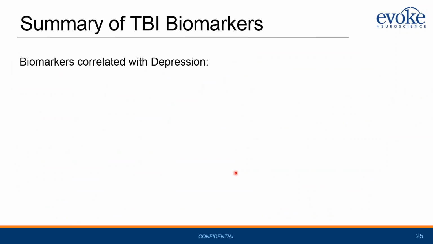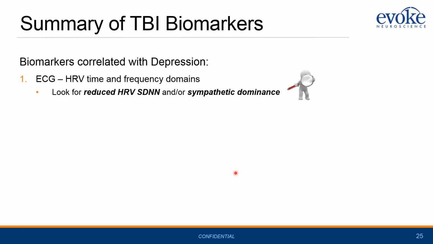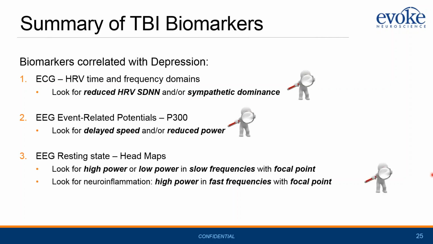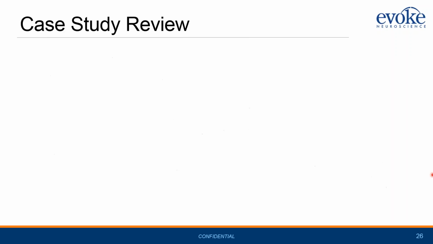All right, so a summary of our TBI biomarkers we're interested in. First, heart rate variability, time and frequency domains. We're looking for reduced HRV and/or sympathetic dominance. Event-related potentials, we're interested in the P300 waveform, looking for delayed power and/or delayed speed and/or reduced power. And finally, resting state head maps. We're looking for high power or low power in our slow frequencies with a focal point. And we're looking for neuroinflammation, which is high power in fast frequencies with a focal point.